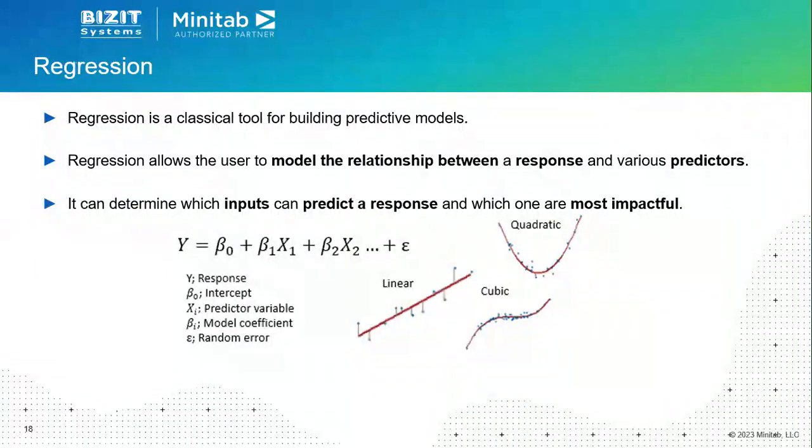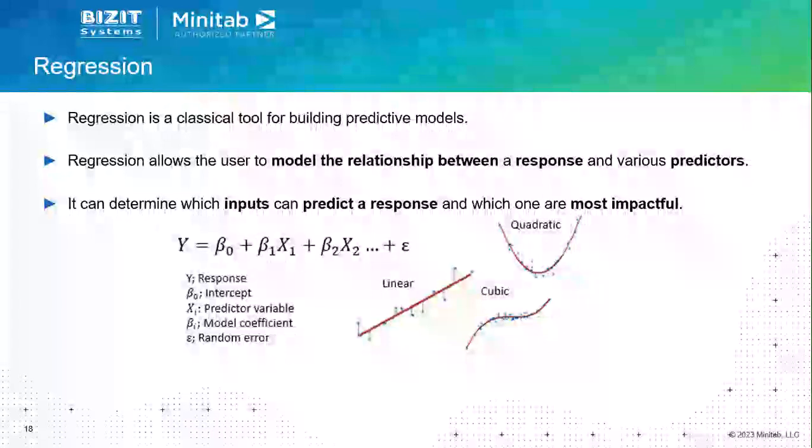After you know you already have the relation between them, you try with the regression. Regression is a classic tool for building predictive models. Regression allows the user to model the relationship between a response and the various predictors. So we can determine which input, in predicting a response, is the most impactful.